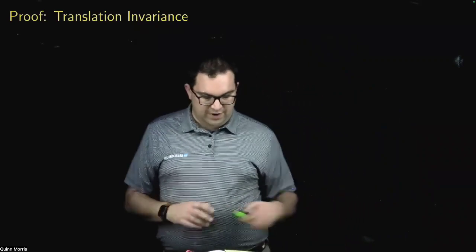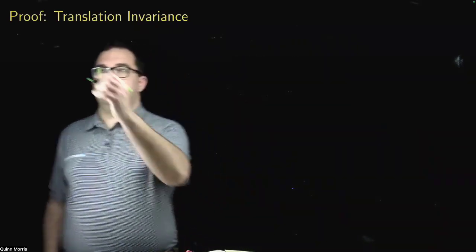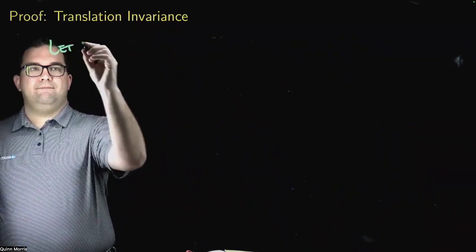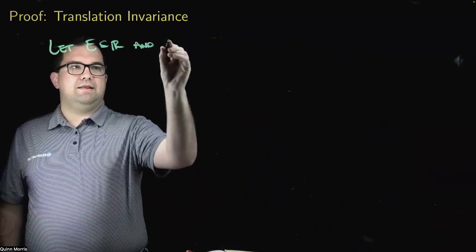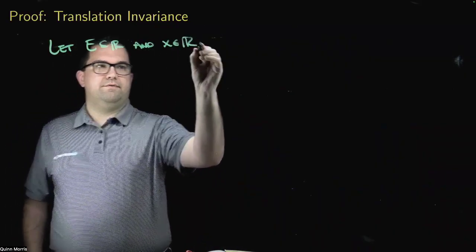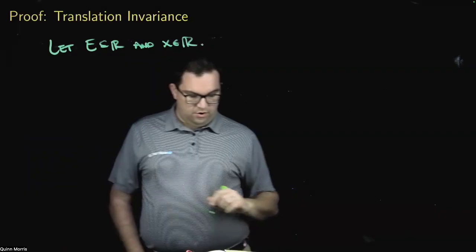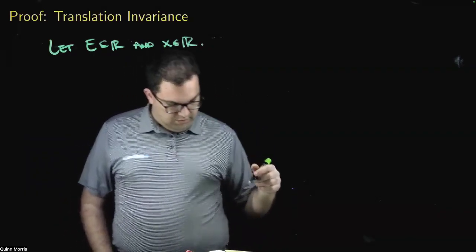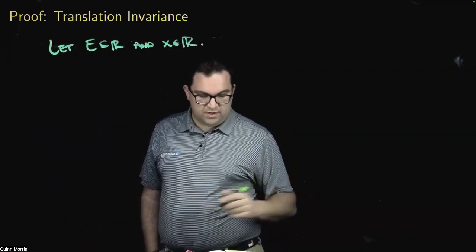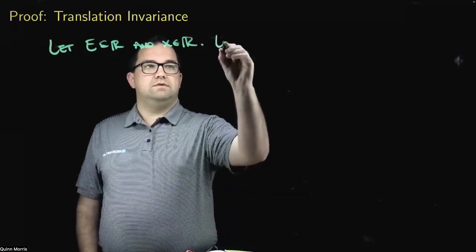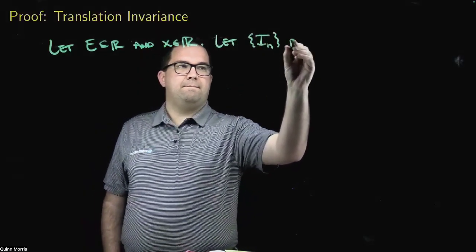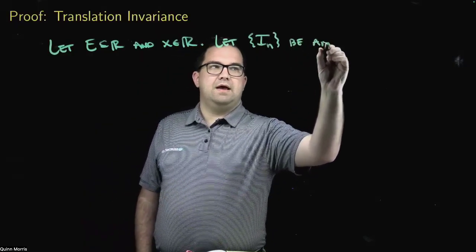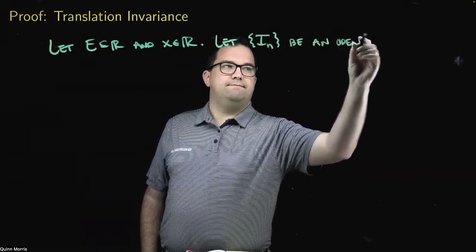Okay, but let's write out some of the details here. Okay, so let E be a subset of R and x be a particular value in R. And let's take an open cover. So let I_n be an open cover of E.